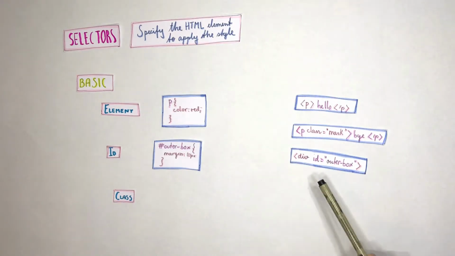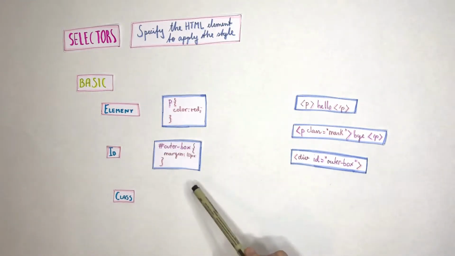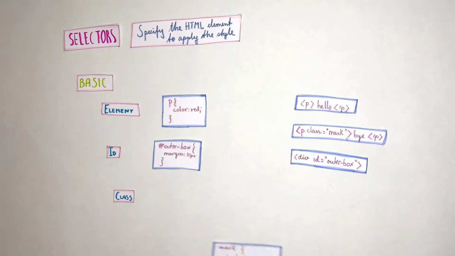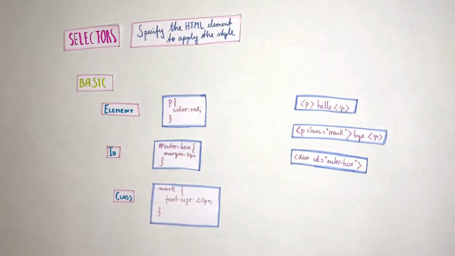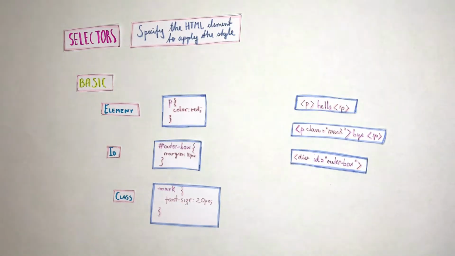To do so, we use the ID attribute with the name of the ID selector we defined in the CSS, in that case, outer box. The class selector selects all the elements that have a specific class. To define the class selector in the CSS, we do it in a very similar way as we do for the ID selector, but using a dot instead of the hashtag. Then we assign the class to the HTML element using the class attribute instead of the ID attribute.